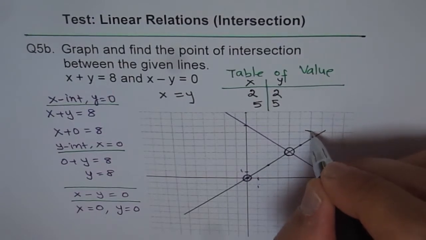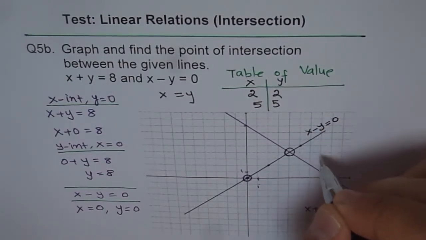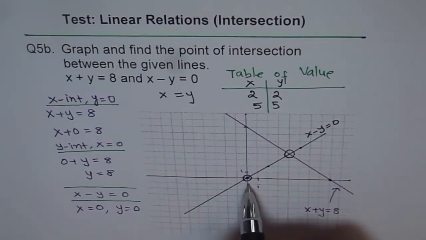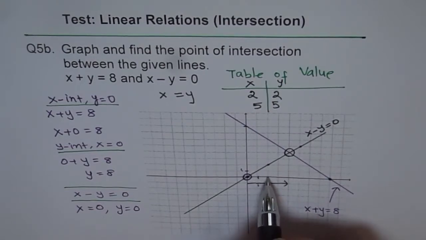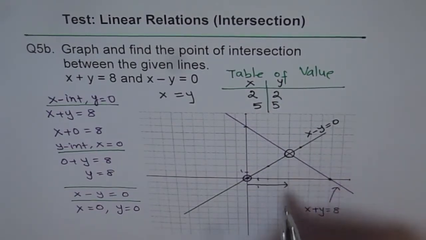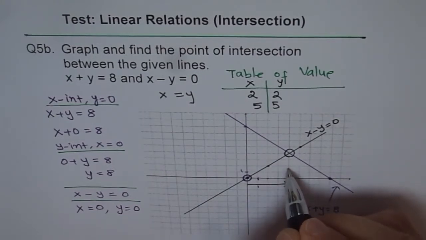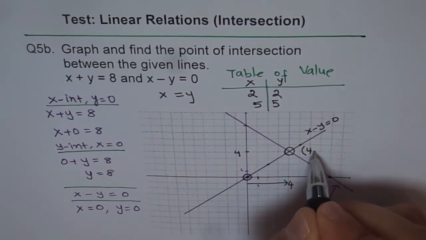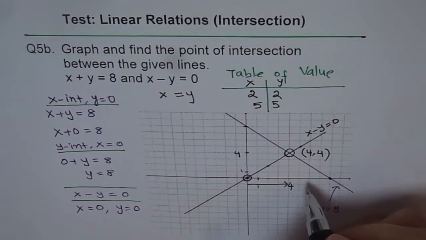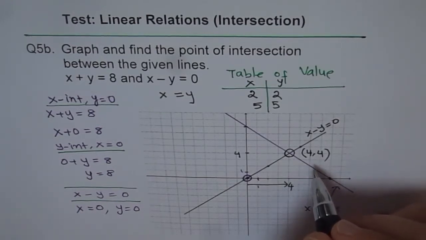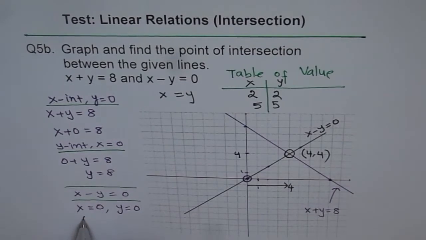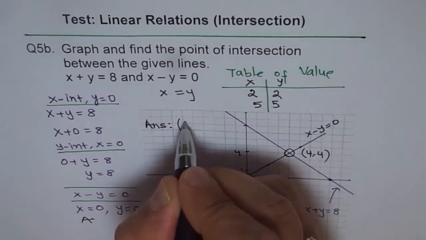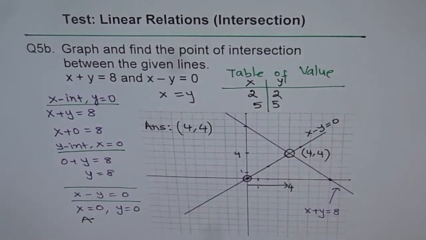This is the line x minus y equals 0, right? Now this point of intersection can be read from the graph. How many units from the origin along x? Count: 1, 2, 3, 4. So the x-coordinate is 4, right? And y is 1, 2, 3, 4. This is also 4 for us. And therefore, the solution is 4, 4. Do you see that? That is how we get the solution of these two equations. Let me write down our answer right here: from the graph, 4, 4 is the point of intersection.